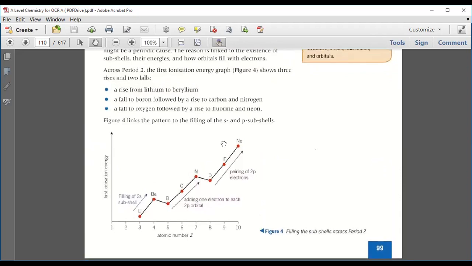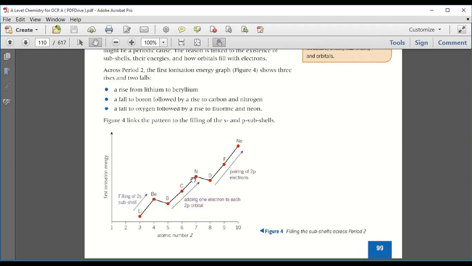Is that clear? Any doubt in this one? No. So now if you see, this is 1s2, this lithium is 3, that is 1s2, 2s1. This one is 1s2, 2s2. This one is 1s2, 2s2, 2p1. So the p subshell is there, so electrons are now added in the p subshell. Whenever an electron is first added in the p subshell, there is a little bit of decrement.